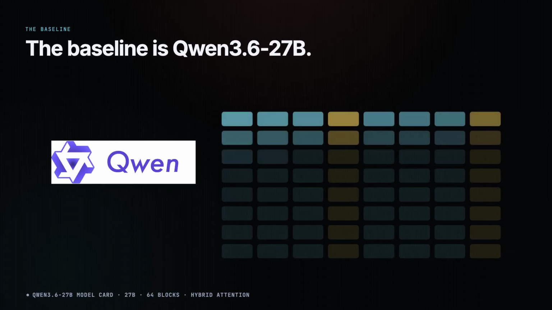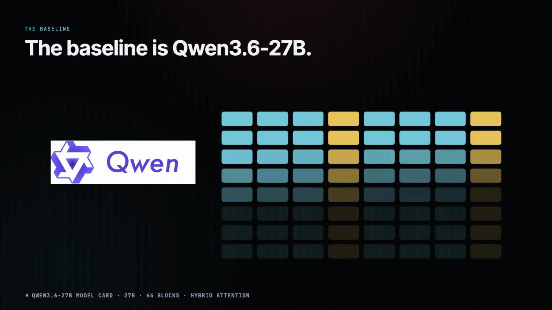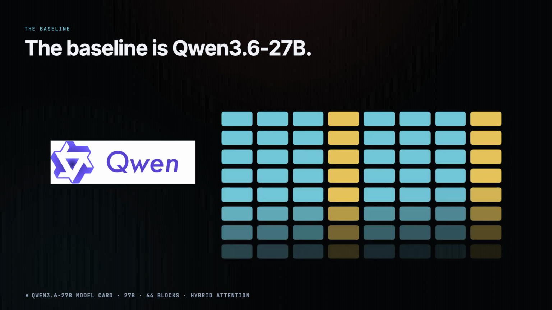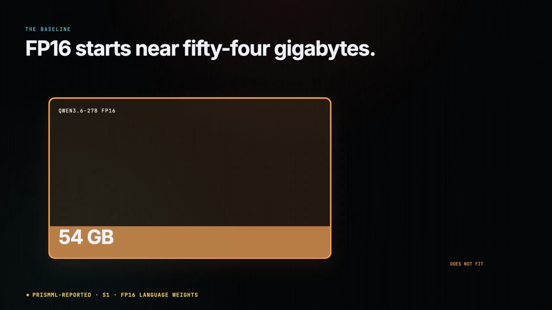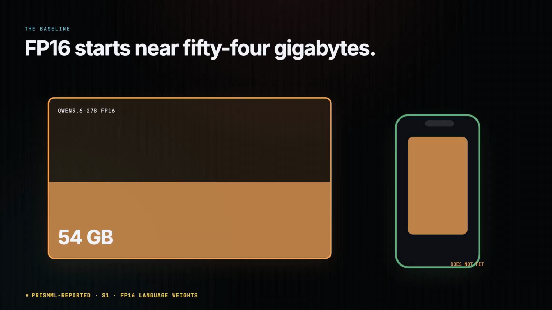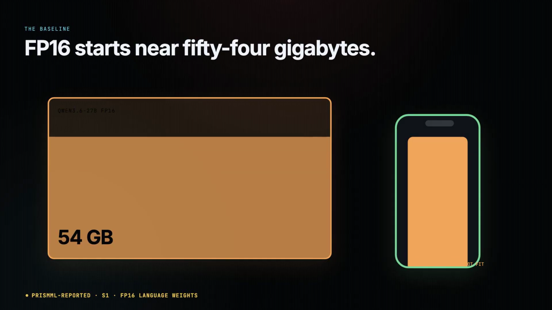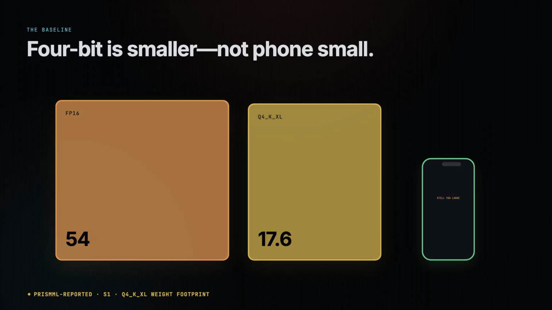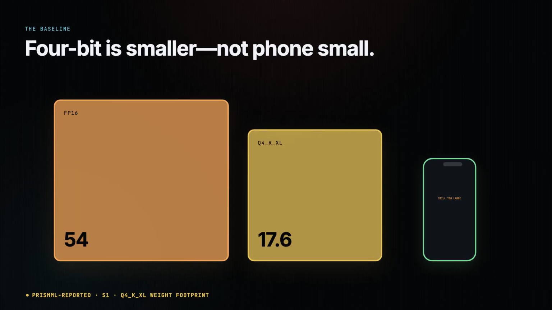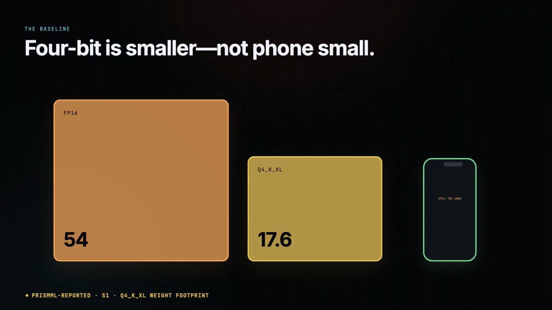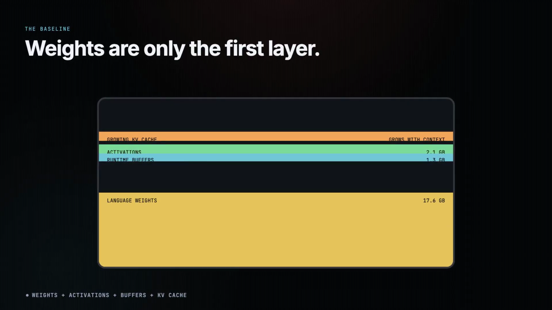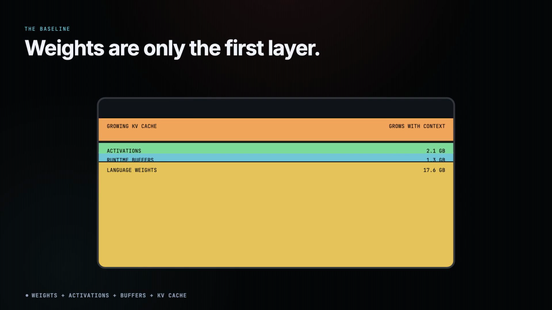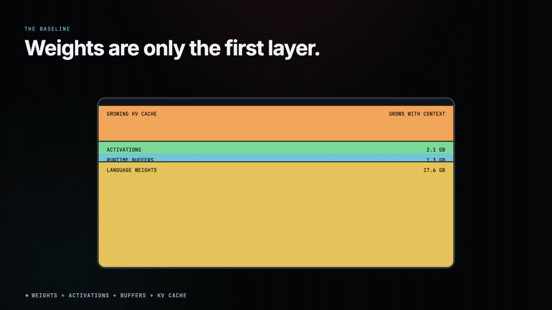QN3 6-27B is the baseline, a dense, multimodal model with roughly 27 billion language parameters and hybrid attention. In 16-bit precision, its language weights occupy roughly 54 gigabytes. That excludes phones and many laptops before inference begins. A conventional 4-bit package is smaller, but PrismML measures its QN build at 17.6 gigabytes, still beyond a normal phone application budget. Weights are only the first layer. During real inference, the runtime needs activations, working buffers, and a cache that grows with the conversation.